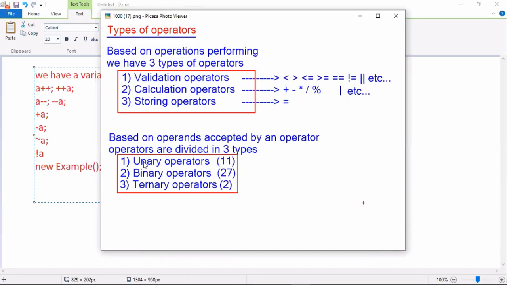I have written 11, totally 7, but from here 11 come. We'll see that. If I miss anything, what else are there?